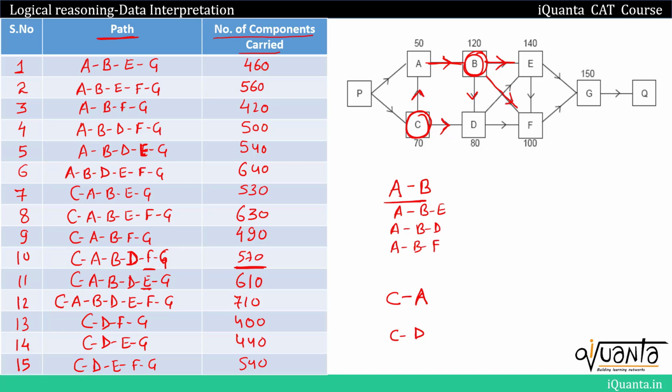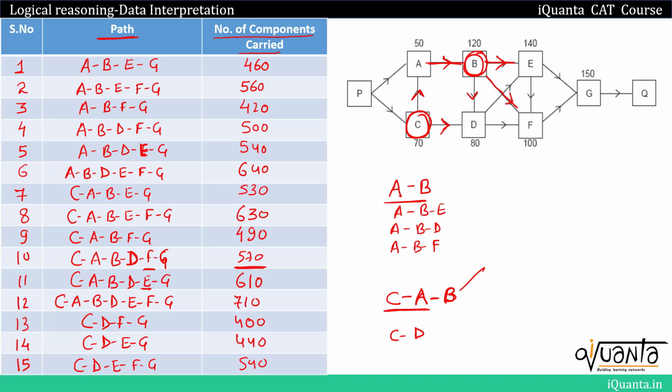A, B, F could have been the initial part of the route that is possible. Similarly in this CA also we have to go to B first, because from A we only have one route, and that is to B.